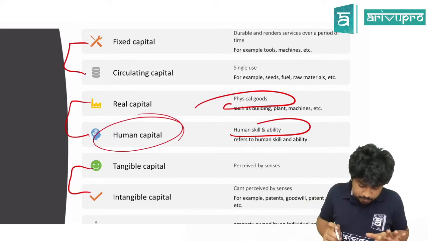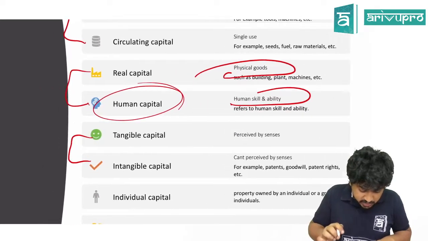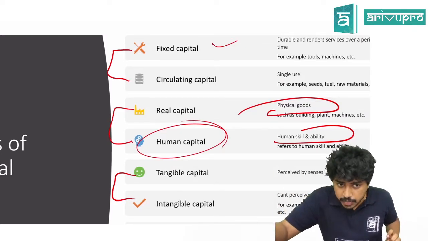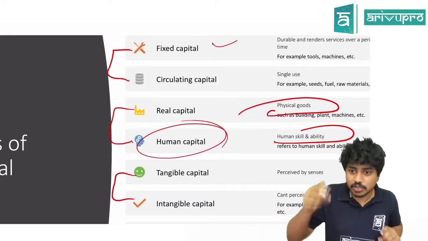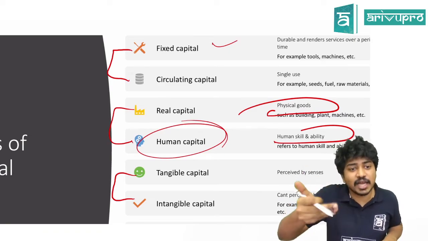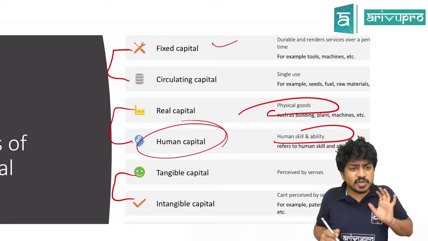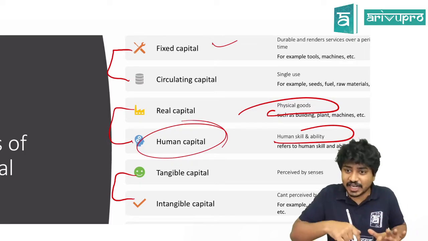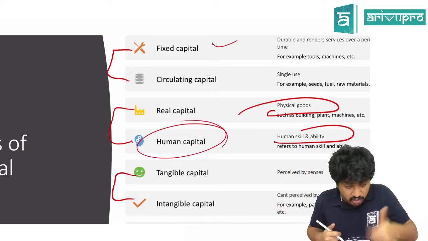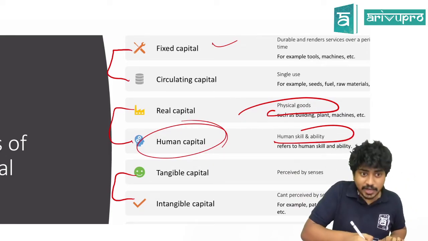Now, for example, let's say buildings. Buildings will come under fixed capital as well as real capital. Buildings can be used over a period of time, and they are physical also. Don't say this should go here, this should go there. One thing can be of many types. But it should be either fixed or circulating, and either real or human. That is the thumb rule. It cannot be human as well as real. It cannot be circulating and fixed. It should be one of those. That is why I have drawn arrows here.